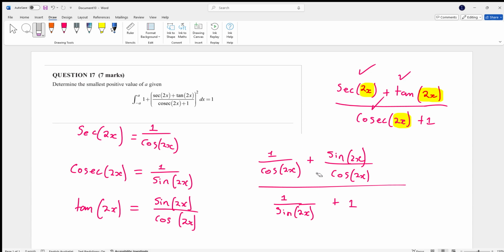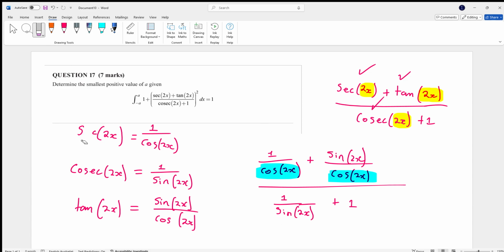Now that we've got something like this here, what we can start to notice is there are some similar things here. Hopefully you can see that these guys actually have a common denominator, which is good. So you can merge those top fractions together. However, on the bottom, we can't necessarily merge these two together straight away because they don't have a common denominator.